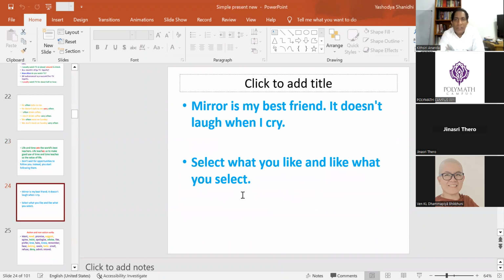Mirror is my best friend. It doesn't laugh when I cry. Simple present, because is is used as the main verb. Select what you like and like what you select. Simple present. So by taking quotes also we can learn patterns.